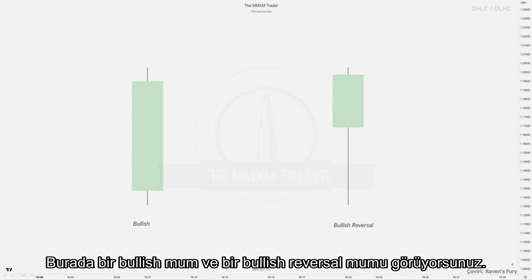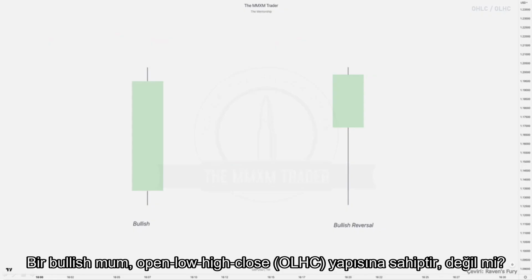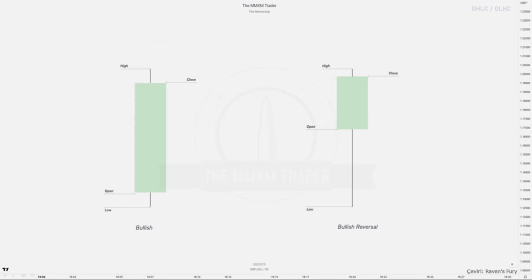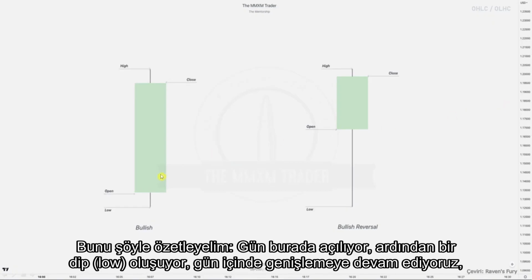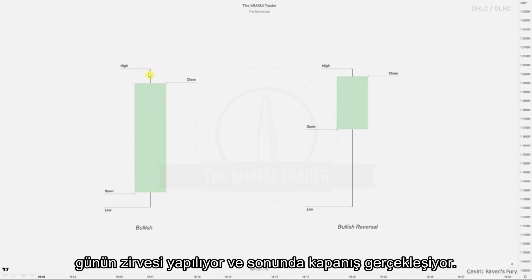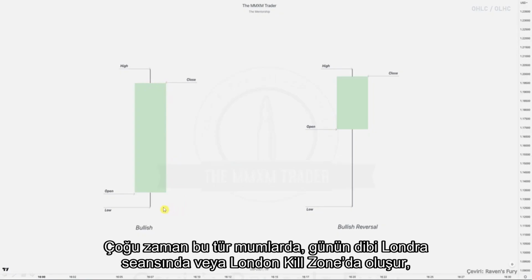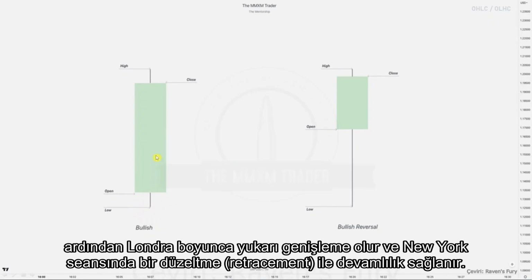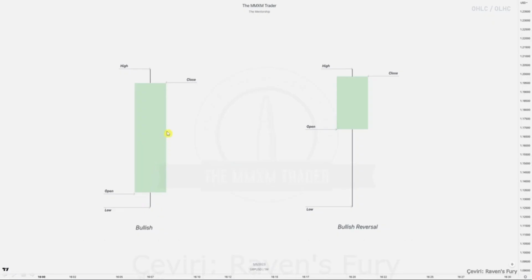Right, so over here we've got a bullish candle and a bullish reversal candle. So a bullish candle is an open, low, high, close, right? Let's outline that over here, because we open up the day over here, make a low, continue to expand during the day, creating the high of the day, and then closing out eventually. Now, most of the time, when we have these types of candles, London session or London kill zone creates the low of the day, and then we expand higher during London and have a New York retracement into a continuation.